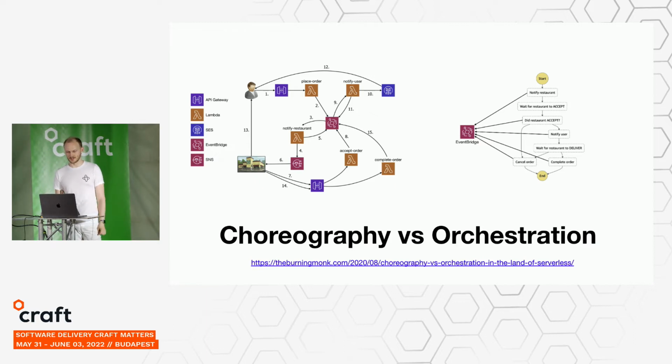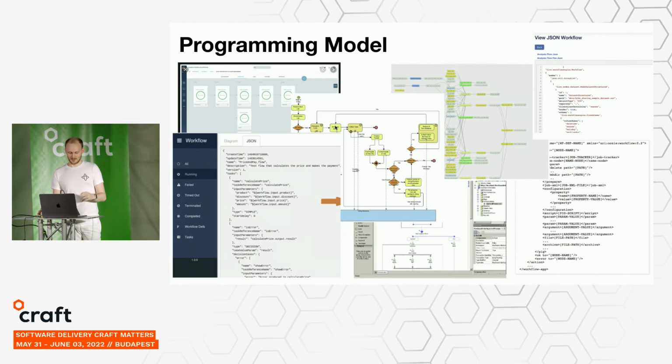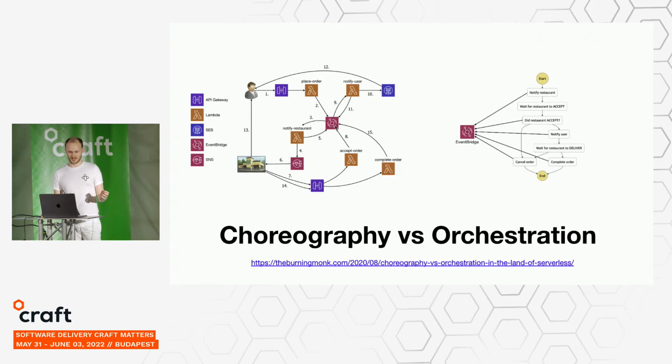Here's a great article on the difference. On the left, we have choreography, where each of these Lambda functions or services are talking to this EventBridge in the middle, and different functions are getting notified and responding to events that go into the EventBridge.